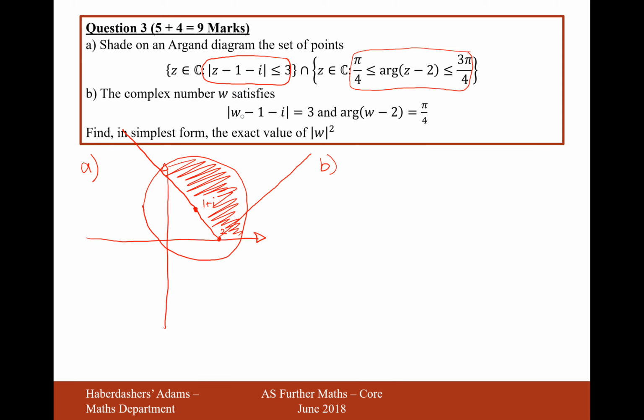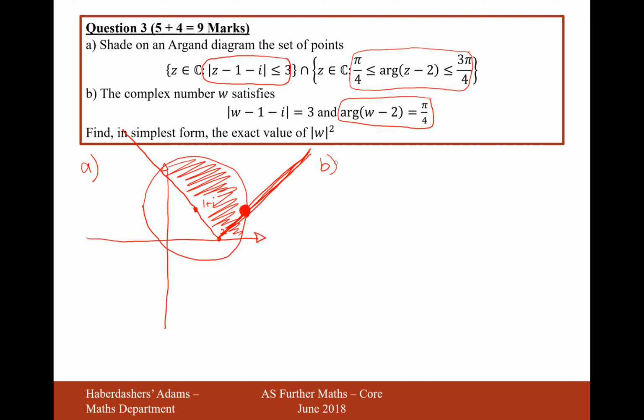The complex number w satisfies the modulus of w minus 1 minus i equals 3, and the argument of w minus 2 equals pi by 4. So that's this line here. So how are we going to find, in simplest form, the exact value of the modulus of w squared? I'll have a look at this bit here first, because if it's on this line, and it's on this circle, we're effectively trying to find this point here.